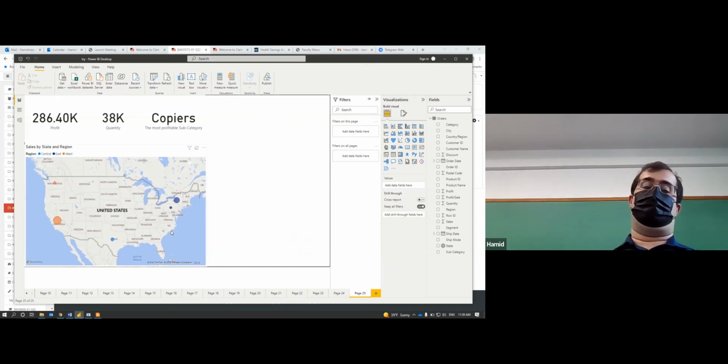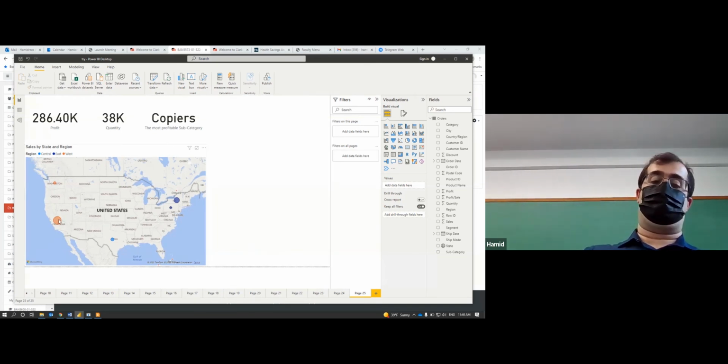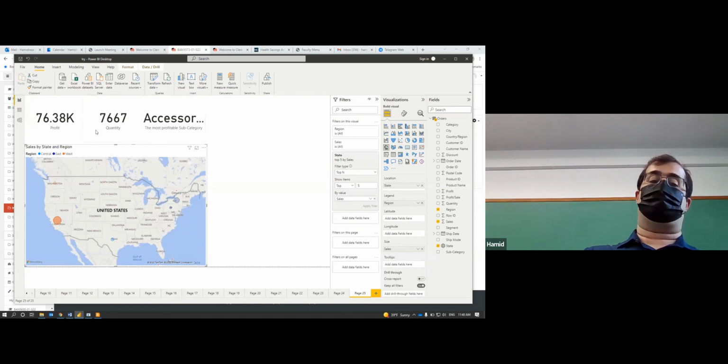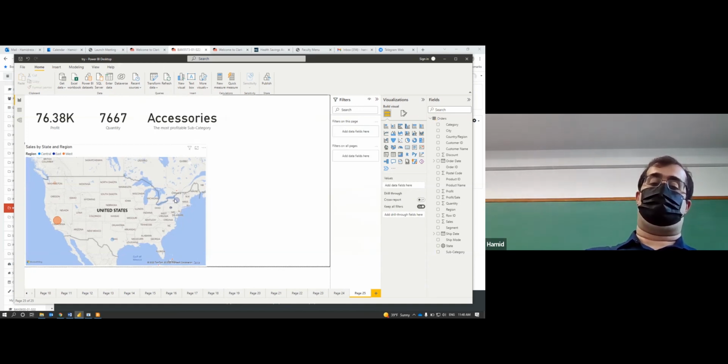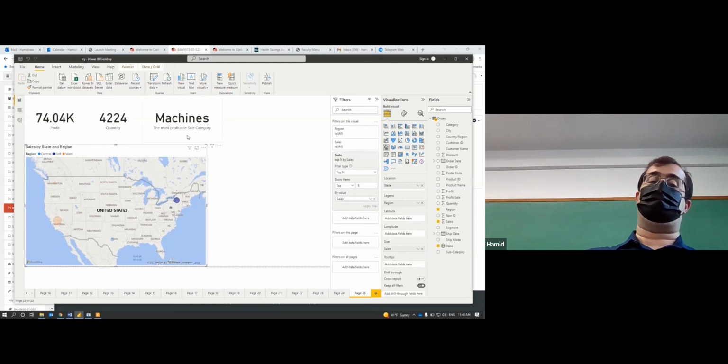Again, look at this dashboard. If I click on each city, values are different. For example, California, the most profitable subcategory is, let's see, something about accessories. Yeah, it's accessories. In New York, it's machines, and the quantity and profit are different.